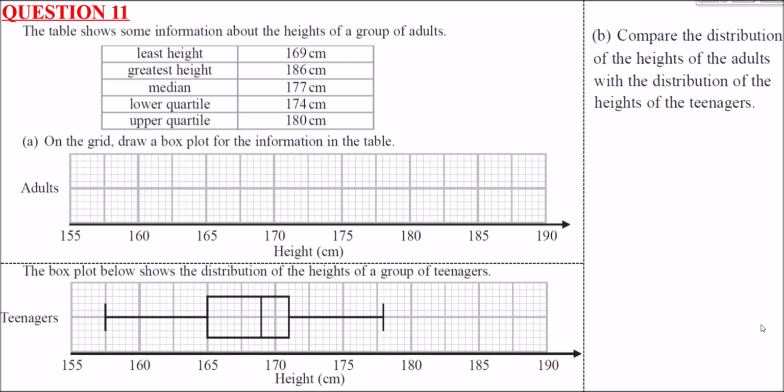Question 11, we have a table showing some information about the heights of a group of adults. So least height, greatest height, median, lower, and upper quartiles. First of all, on this grid here, we need to draw a box plot for the information of the table. So if we're doing a box plot, we need to know the least and greatest values, the median, the lower, and the upper quartiles. We're given all these values here, so there's nothing fancy to do.